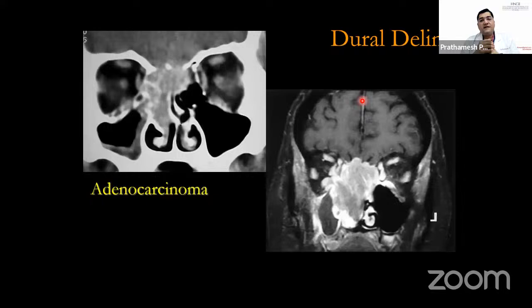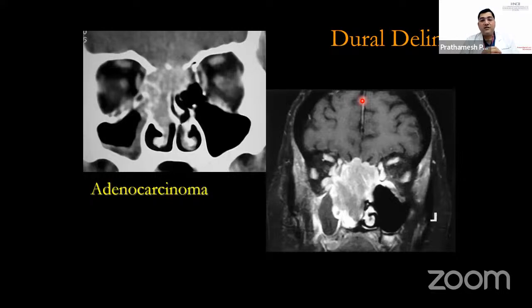Next most important consideration is that of the dura. You would have a CT scan which shows that the cribriform is eroded and that there is an intracranial spread. But truly, is it an intracranial spread? Is it an intradural extension? That you will get better information on an imaging.